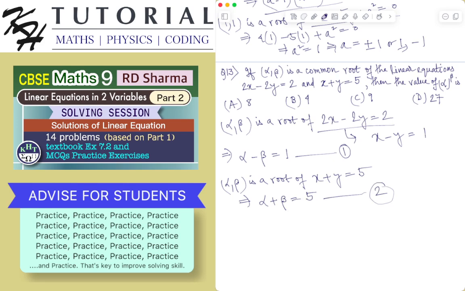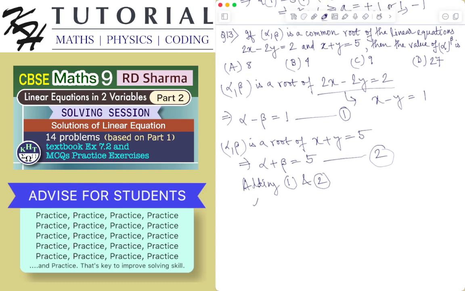Now adding equations 1 and 2, what do we get? When we add two equations, it works like this. We have alpha minus beta is equal to 1, and we have alpha plus beta is equal to 5. When we add these two equations, we add the left hand sides, we add the right hand sides, and equate them. If I add the two LHS, we have twice alpha is equal to, if I add the two right hand sides, we get 6. So this implies alpha is equal to 3.